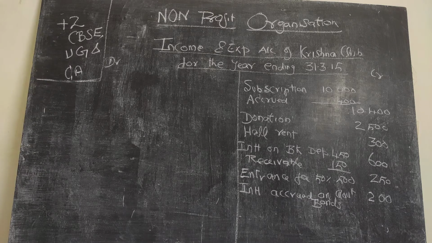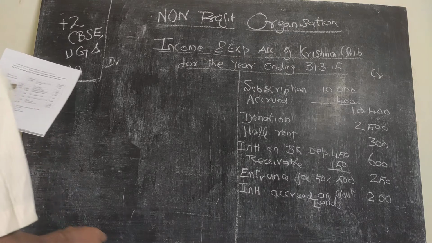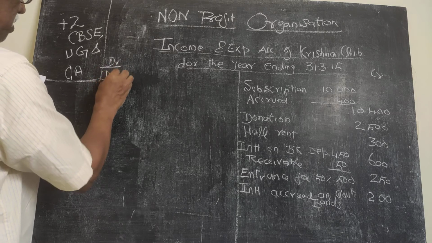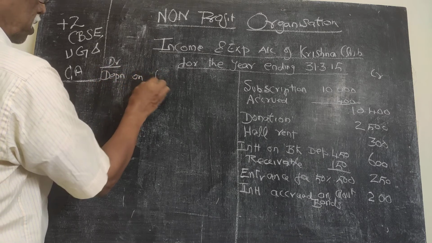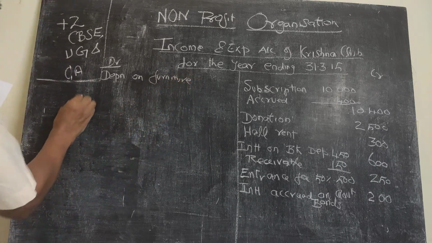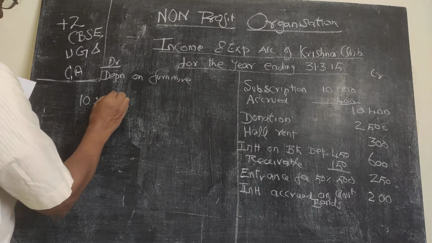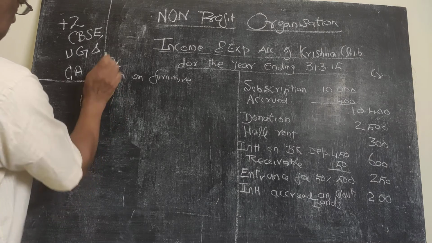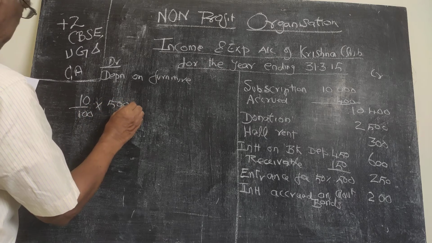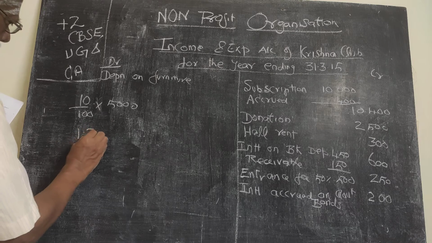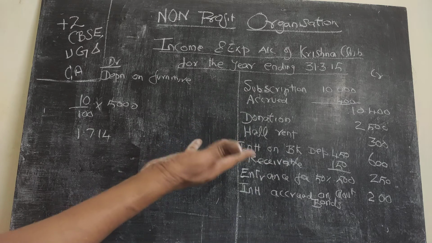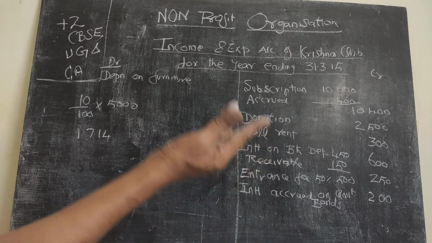Now let me go to the payment side, the debit side, all expenses. Furniture on 1/7/14. Let me calculate depreciation on that. How much do I have to depreciate? 10%. The amount of furniture purchased is 5,000. When was it purchased? 1st July. Therefore July, August, September, October, November, December, January, February, March: 9 months.